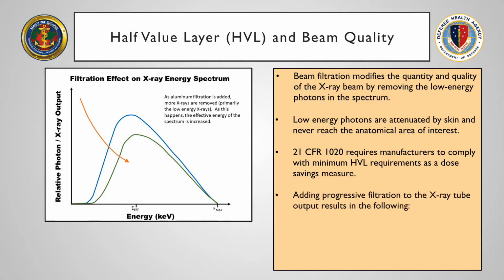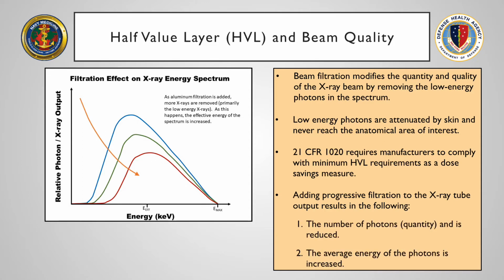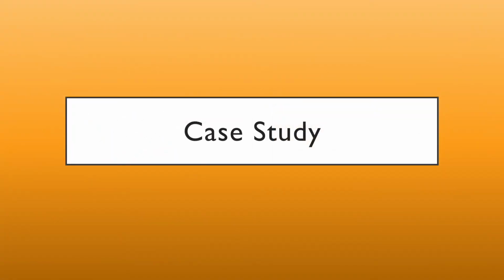So by adding progressive filtration to the X-ray tube outputs, not only do you have the number of photons reduced, but you also have the average energy of the photons being increased. The last half of this presentation is a case study that I did on board the USS Blue Ridge. So let's get started.